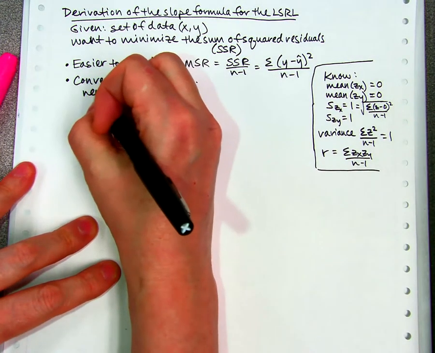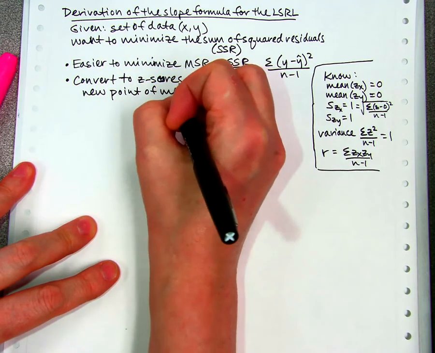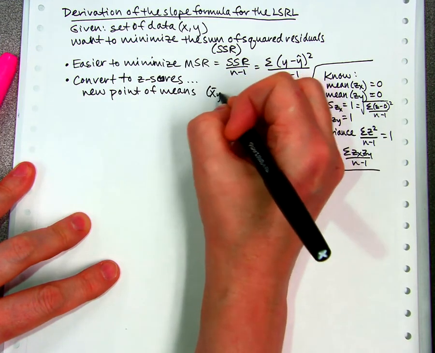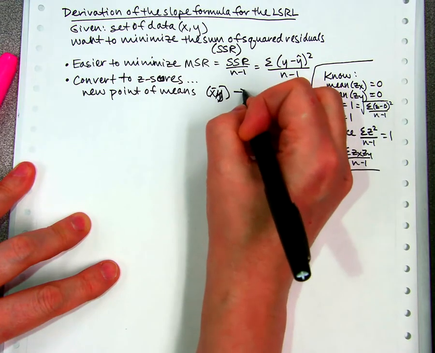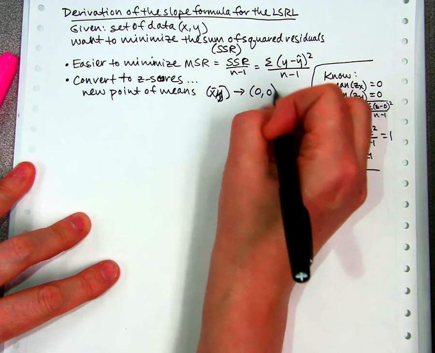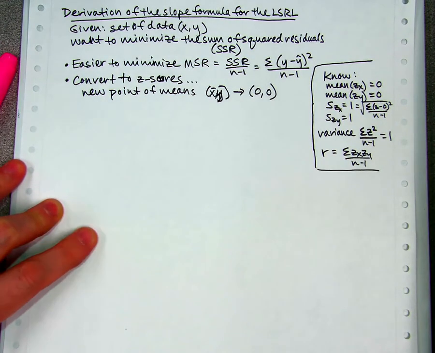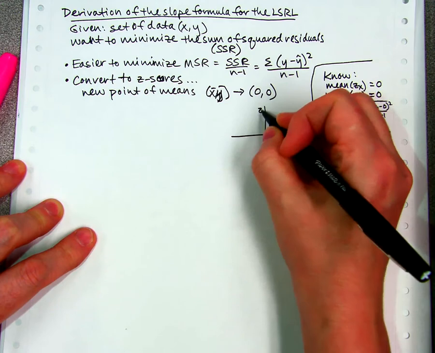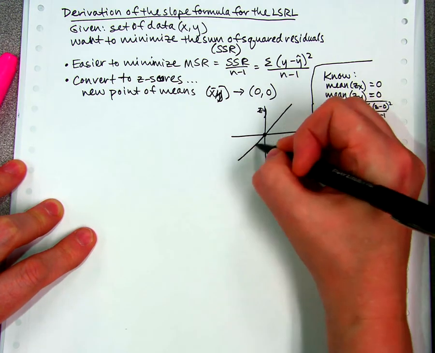That gives me a new point of means, which, remember, the point of means, x bar, y bar, the line has to pass through that point. And if I convert to z-scores, that point becomes 0, 0. Well, that's kind of convenient. I have now a line of best fit that passes through 0, 0 on the z-axes. If I make my axes into zx and zy, I'm talking about a line that goes through 0, 0, might be positive or negative, but I'll draw it positive.